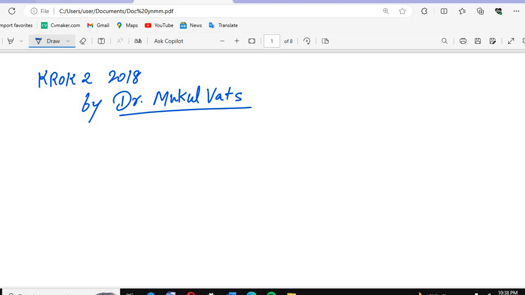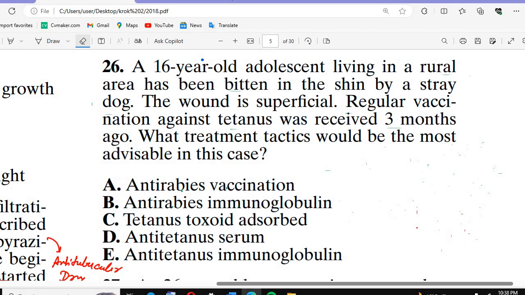So let's discuss the 2018 paper. We already discussed the 25th question. Now we are going to the 26th question. In the 26th question, a 16-year-old adolescent living in a rural area has been bitten in the shin, that is the tibia, by a stray dog.